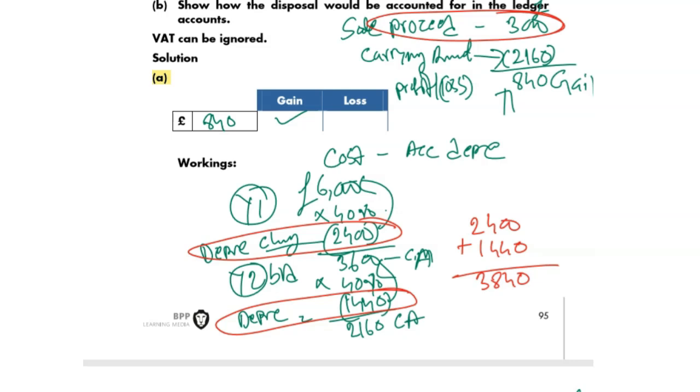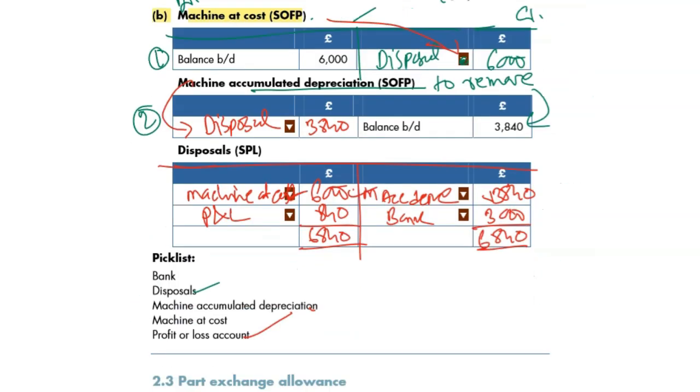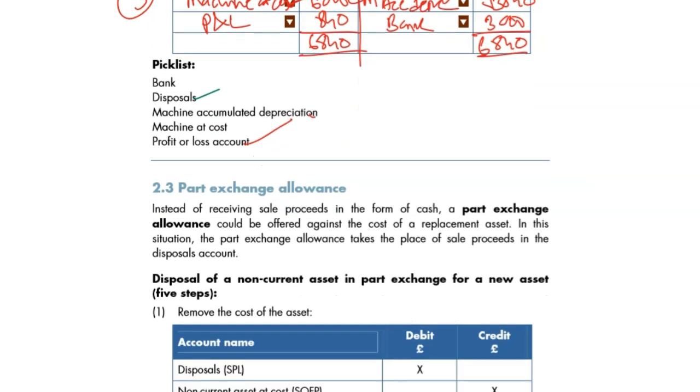The 840 we got here, we have proved through a T account of disposal, number 3, and that's how all of you do it. So in our next video we're going to talk about part exchange allowance.